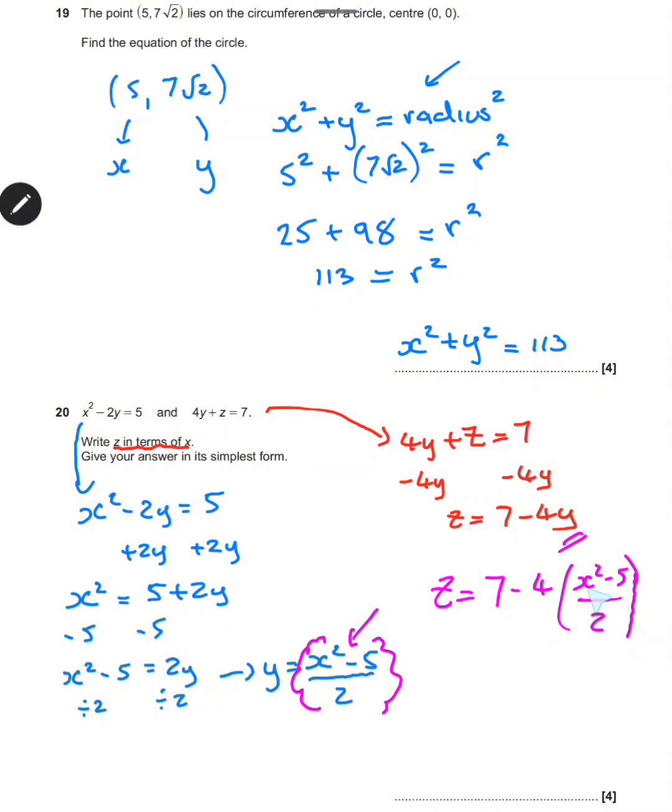We do need to simplify this, and all we've got to simplify is this here. I'm timesing by 4, then dividing by 2. 4 divided by 2 is just 2. So what you end up with is z equals 7 minus 2 lots of x squared take 5. This 2 came from 4 divided by 2, which is 2.